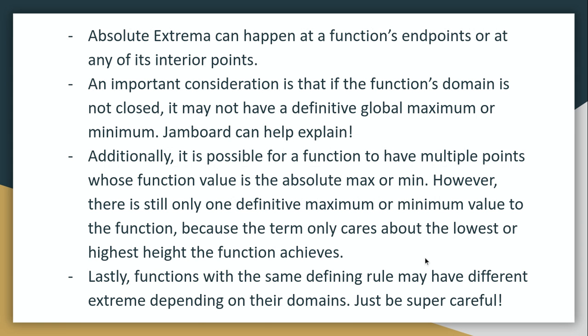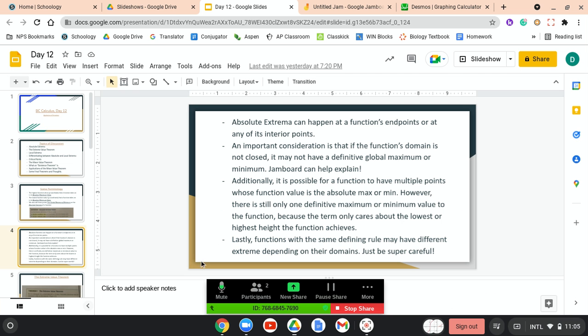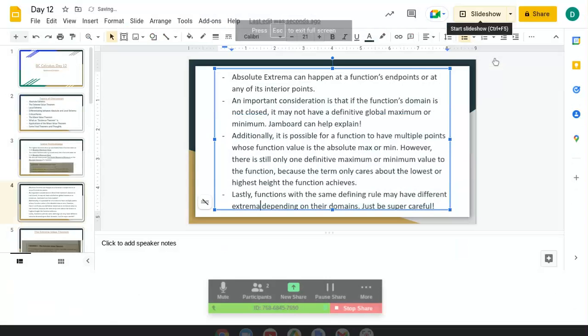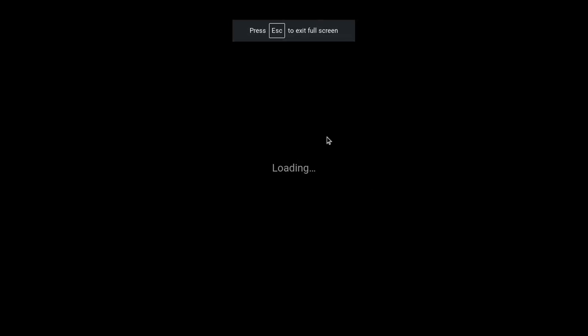Lastly, functions with the same defining rule may have different extrema. I don't know why it did extreme. It autocorrects to extreme, I think, because I had that issue yesterday. Functions with the same defining rule have different extrema depending on their domain.